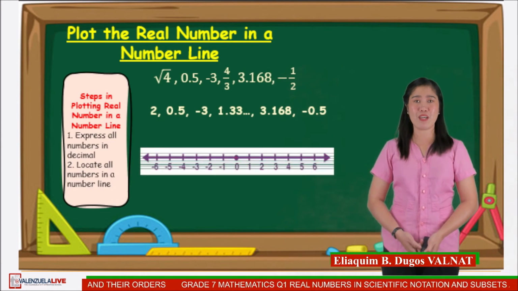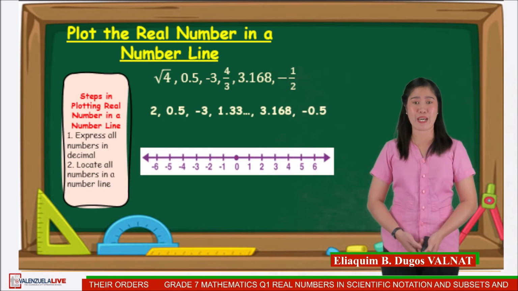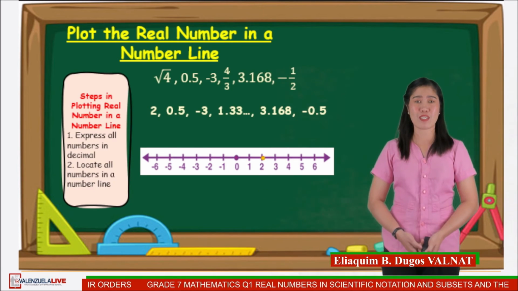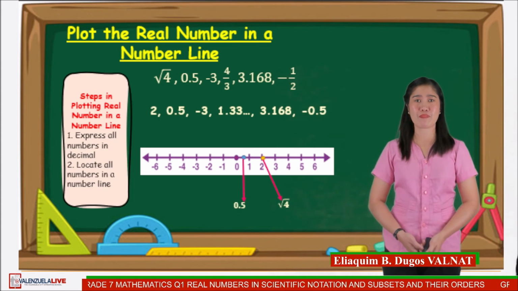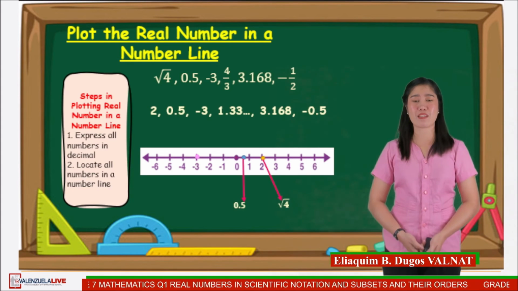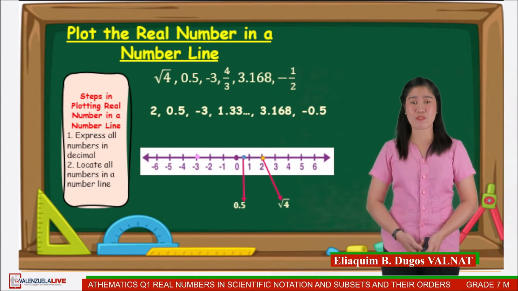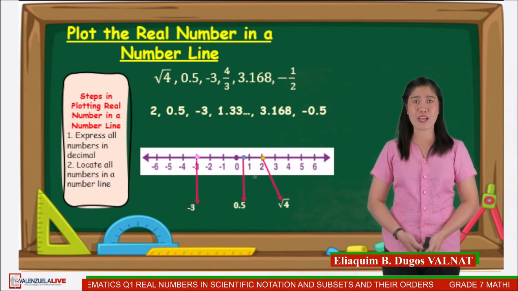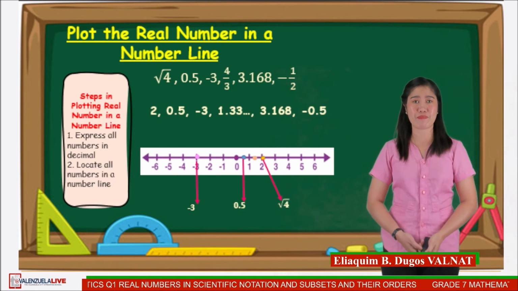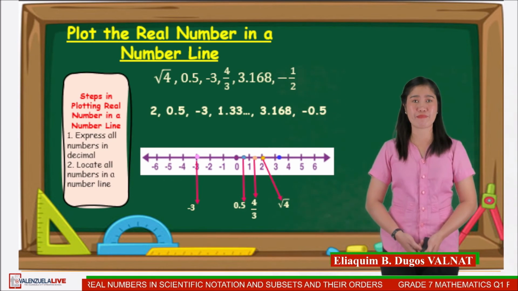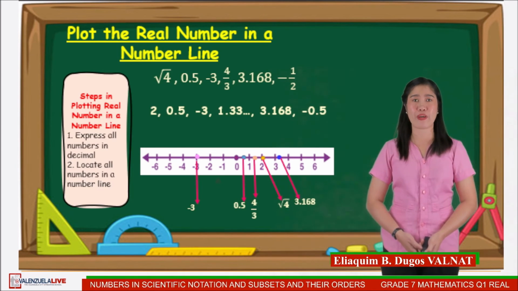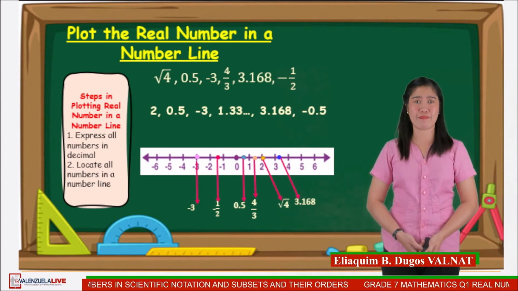And next, locate all numbers on a number line. 2. 0.5, that is between 0 and 1. Negative 3, that is 3 units to the left of 0. Next is 1.33. Next is 3.168. And the last is negative 0.5.